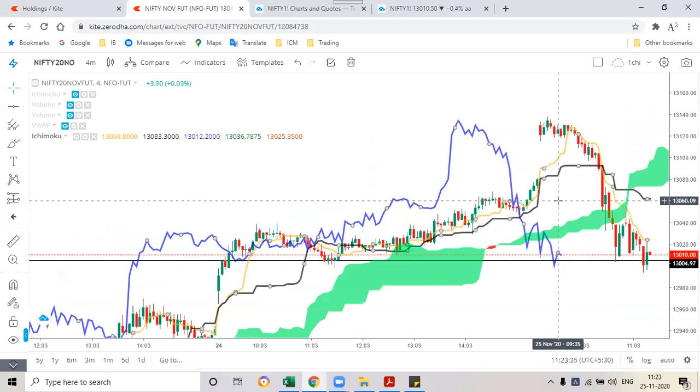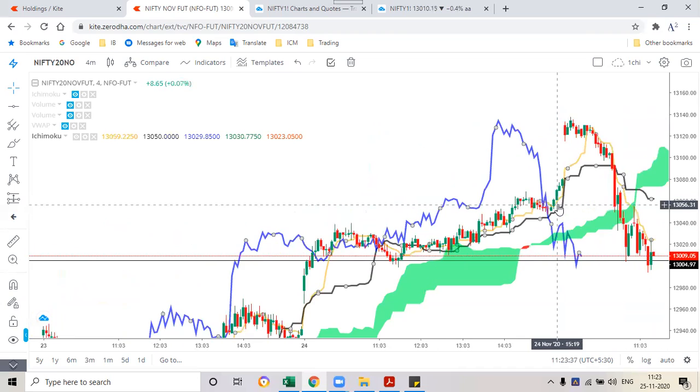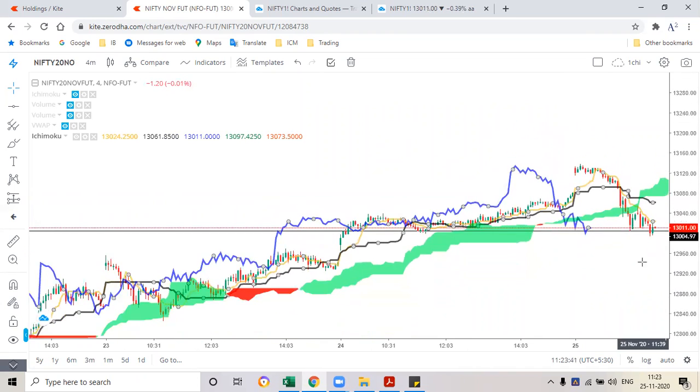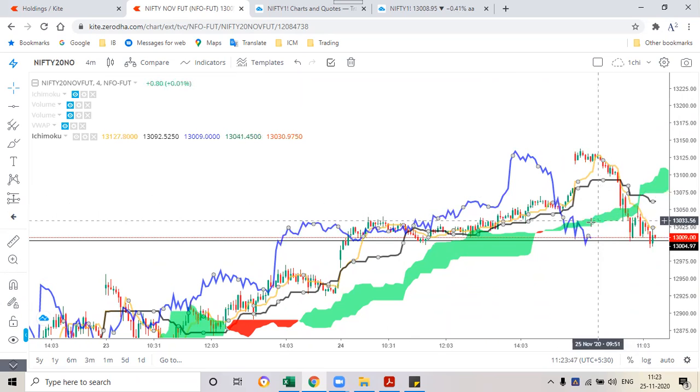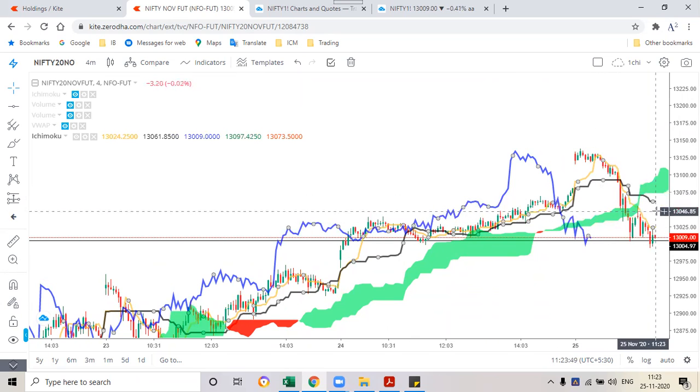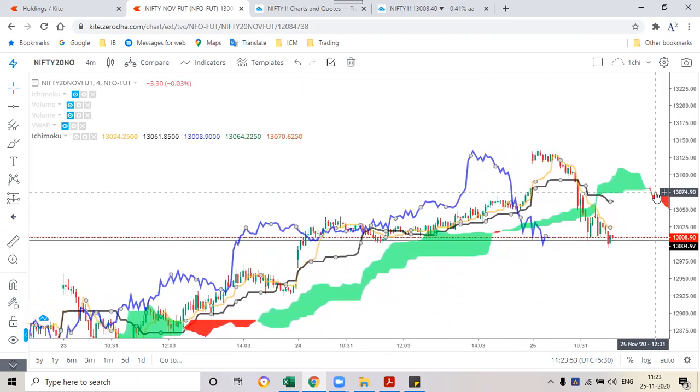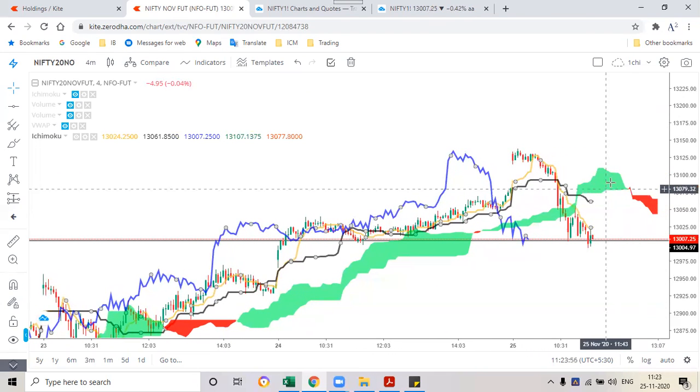Now, this has got around 70% accuracy, but the conditions need to be met. And I'll also tell you a very important thing. Very thick clouds are strong supports. Thin clouds are weak supports. Now here, if you see, the cloud is getting formed in advance, this is a thick cloud, so I'm very sure 13,074 will act like a resistance.